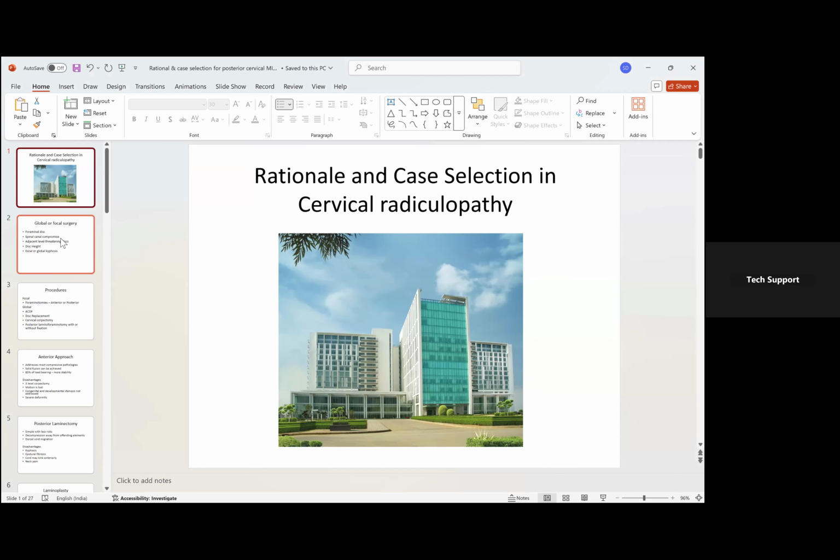Sir, I think you are muted, Dr. Sudhir Dubey. And the screen needs to be made full size.